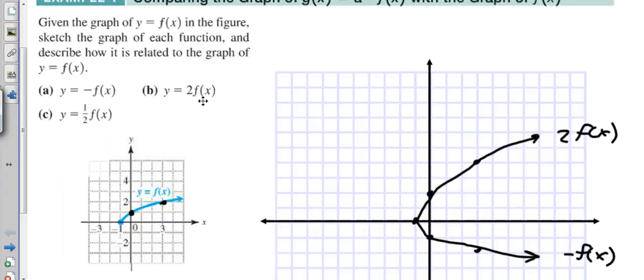And then same kind of idea right here. Here we doubled the value of y. Now we're just going to cut the y value in half. So again, we always start at the same place there. I should probably change my color here. And then we'll do blue.